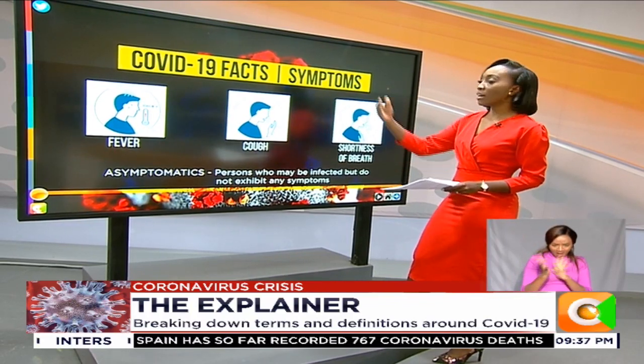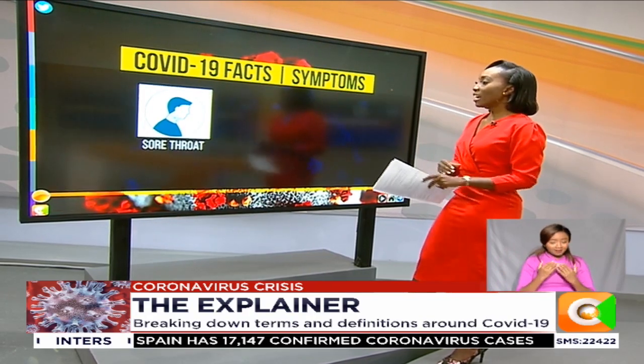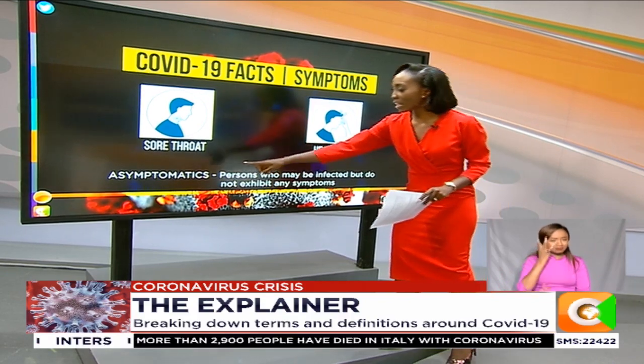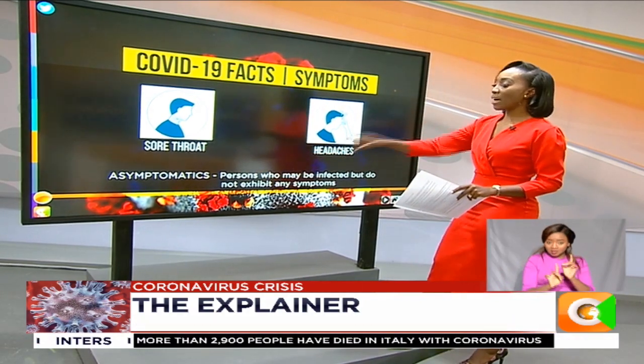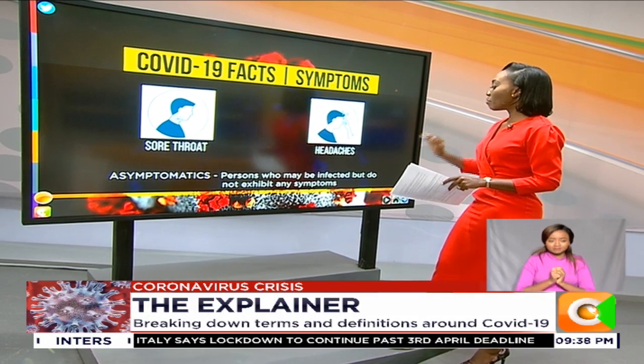And there are a number of them. Elevated fever, we have coughs, and shortness of breath actually happens a little later on, and some have also reported a sore throat, which is the major one, and some headaches. This is a term here that is important, asymptomatic, simply coming from the word symptomatic. Now, people who are asymptomatic are persons who may be infected but will not exhibit any symptoms. Now, these people are still able to transmit the virus from one person to another.